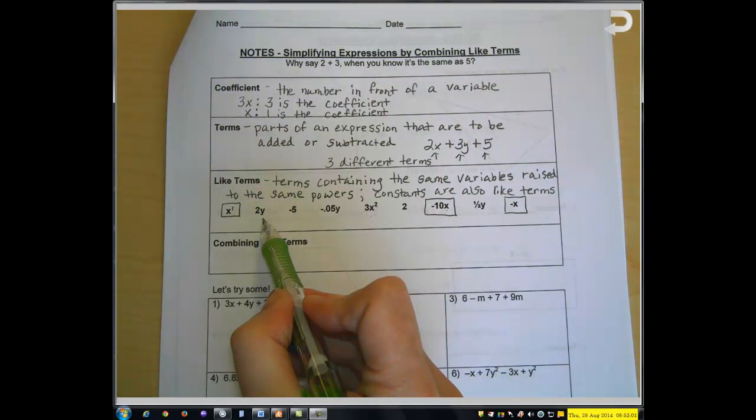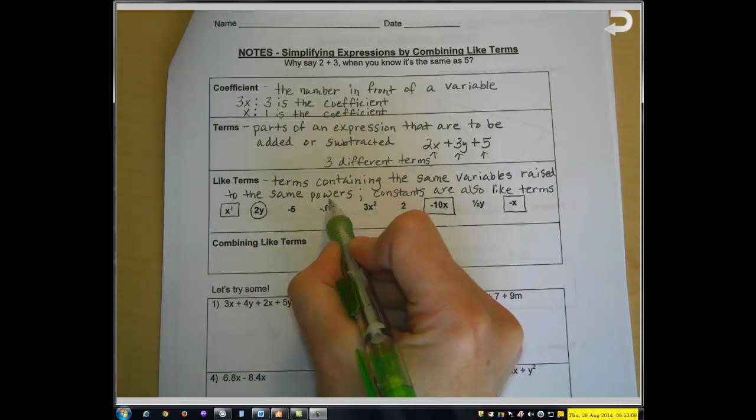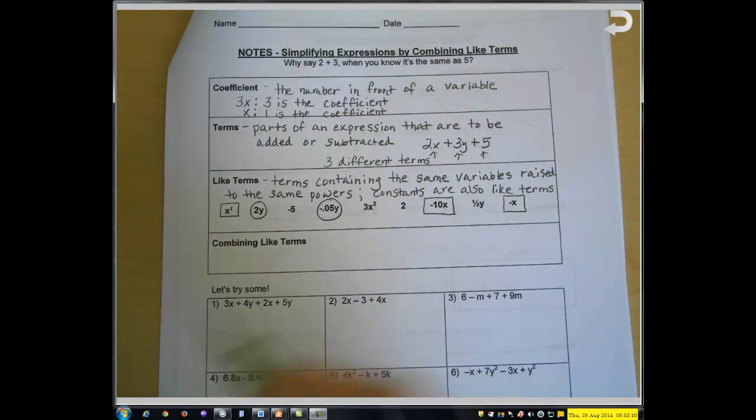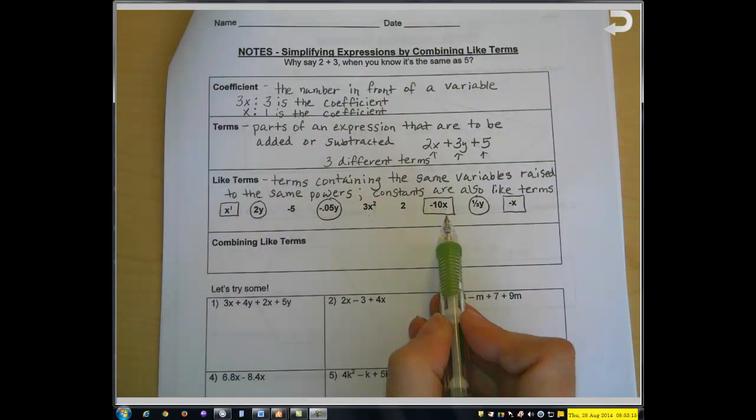Okay, now let's find all of the terms that are like the 2y, and we'll circle those. This one is like the 2y, and this one is like the 2y. Notice the coefficients can be different, but the variable and the exponent have to be the same.